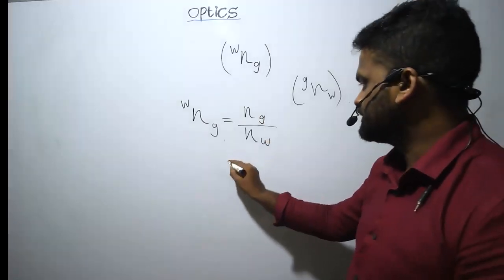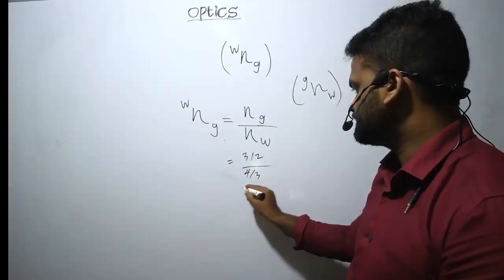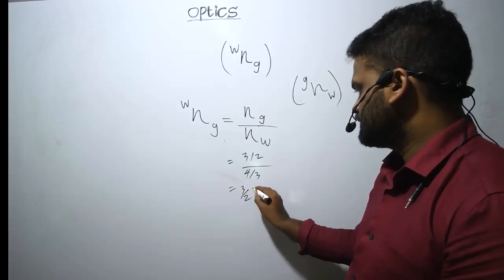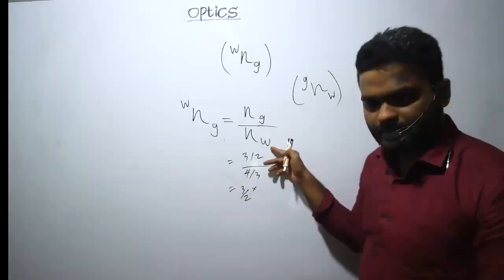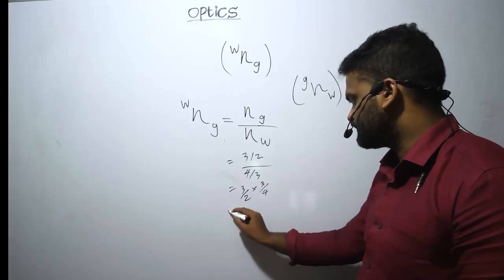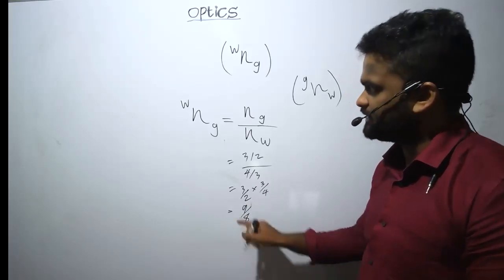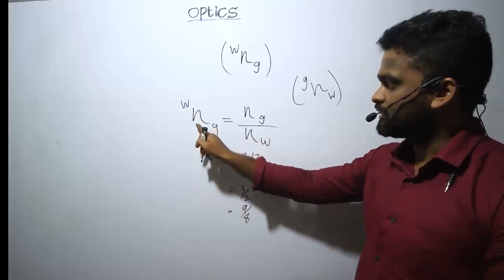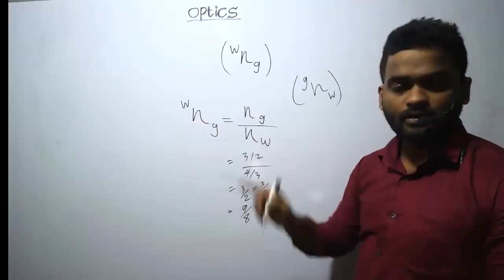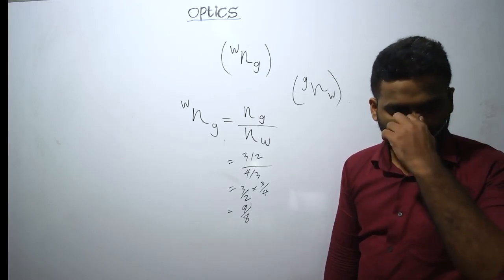So what is this? 3 over 2, right? NW means 4 over 3. So this goes up. This is the main division. This goes up. It flips, right? 3 over 4. So this is 9 over 8. So 9 over 8 is what? Refractive index of glass relative to water. Okay? Yeah, 9 over 8.